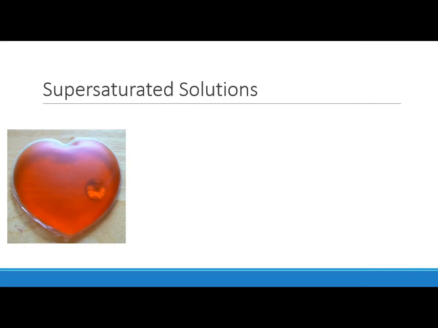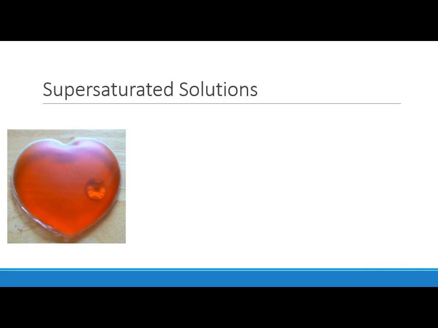One of my favorite examples of supersaturated solutions is sodium acetate. So if you take sodium acetate and you dissolve it into water, and you make a supersaturated solution, just like I mentioned before, by heating it up and slowly cooling it down, you can actually make these really cool little hand warmers. This one's heart-shaped, and it has been dyed red, because it's a heart and everything.